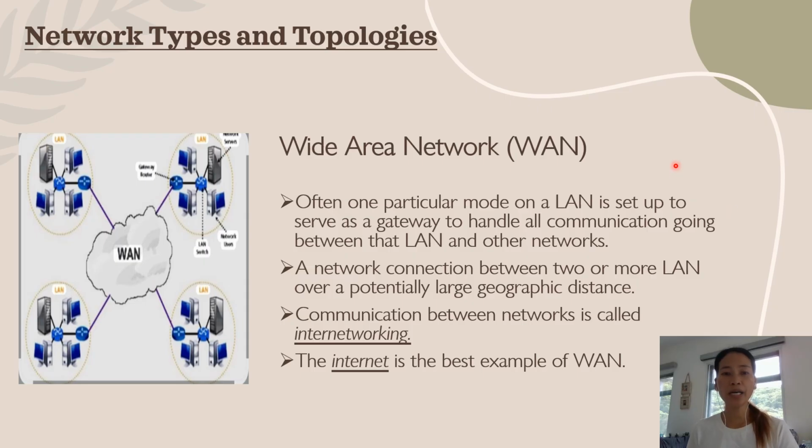Next is WAN, or wide area network. Often one particular node on a LAN is set up to serve as a gateway to handle all communication going between that LAN and other networks. It is a network connection between two or more LANs over a potentially large geographic distance, so it is wider than the first one. Communication between networks is called internetworking, and the internet is the best example of a wide area network.